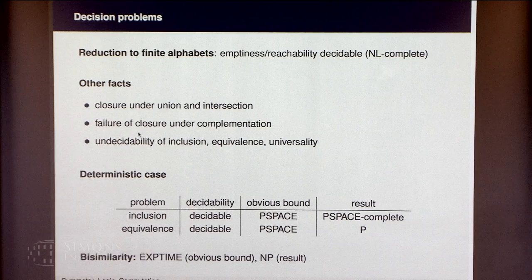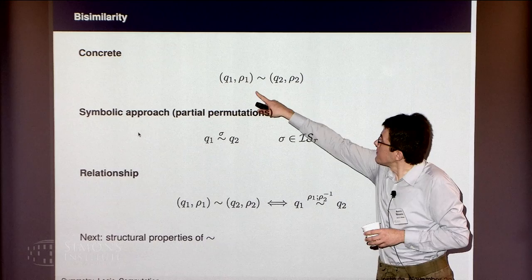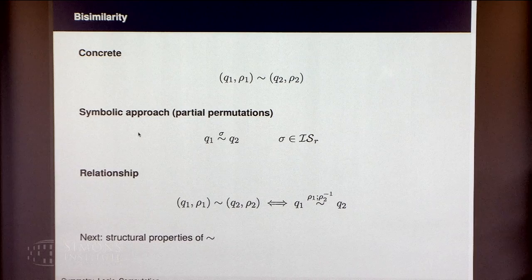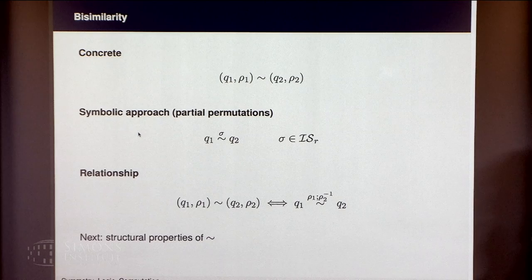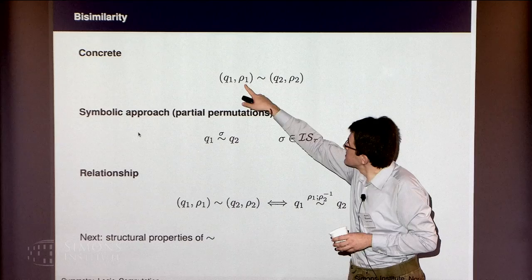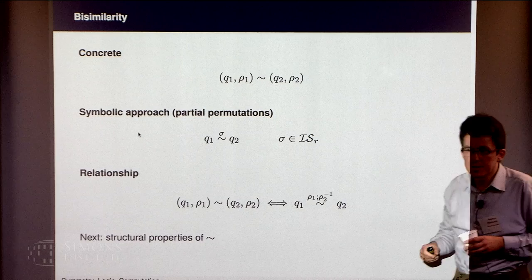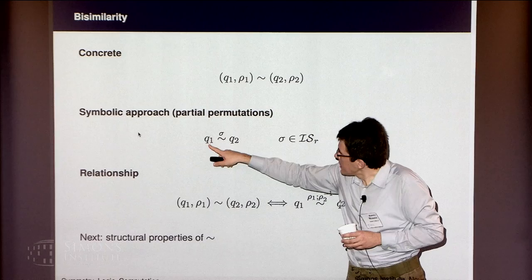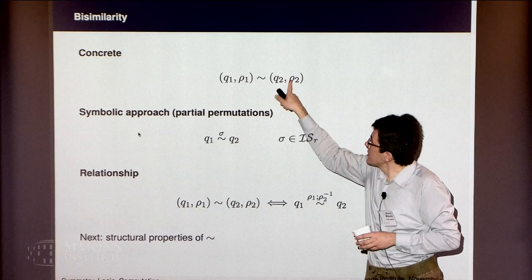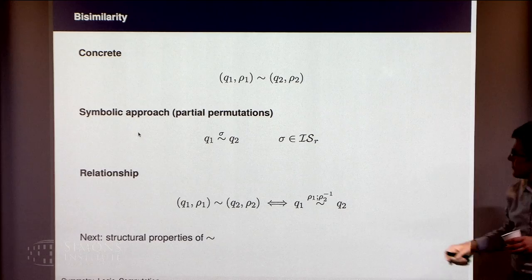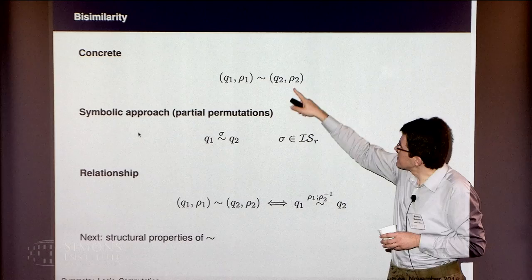So that's the concrete problem: given two configurations, we would like to decide whether they are bisimilar. It's quite easy to see that if configurations are bisimilar, all that matters are the relationships between names in one set of registers and the names inside the other set of registers. So bisimilarity can be accounted for in a symbolic way, where we talk about bisimilarity of states up to a permutation, although it's not a permutation, it's a partial permutation, because the contents of these registers do not have to match. We have defined a suitable notion of symbolic bisimilarity that captures this problem.